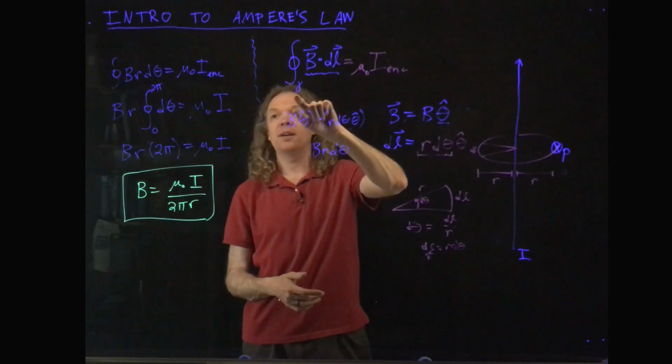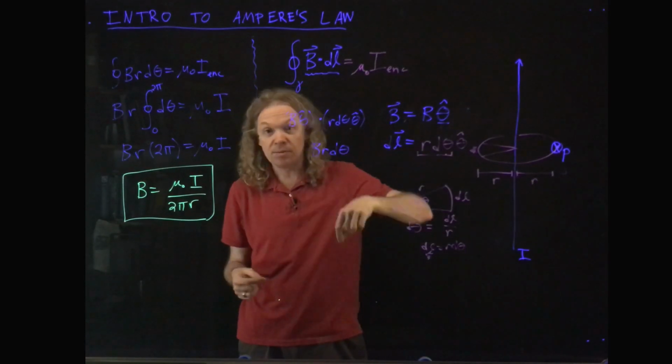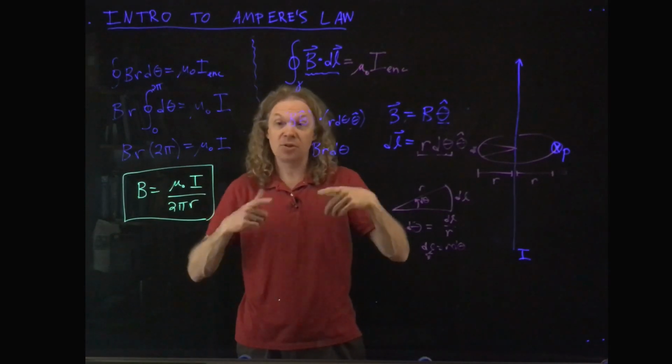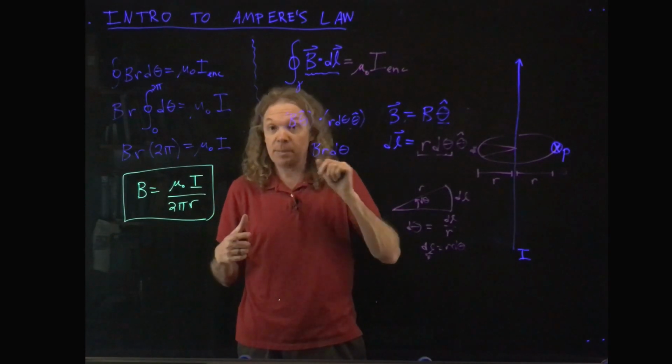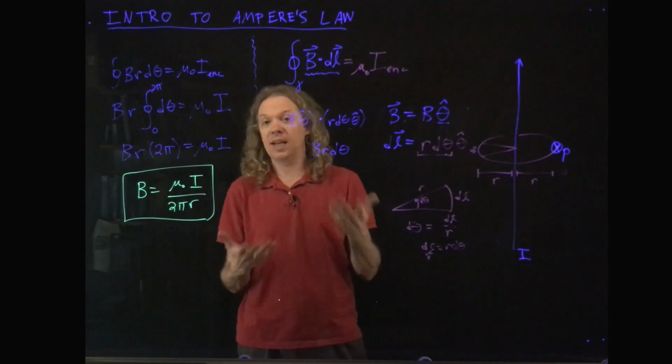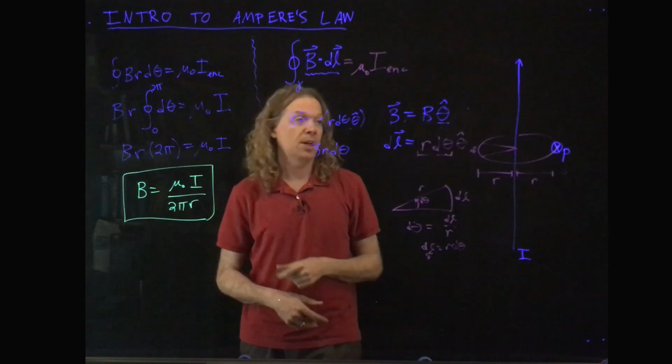This dl over that thing is always going to be some kind of length, the circumference of a circle or a path around some other kind of shape. It could be a square. It could be the perimeter of a square, but it's always going to be some kind of perimeter type thing, in the same way that for Gauss's law, it was always some kind of area type thing.